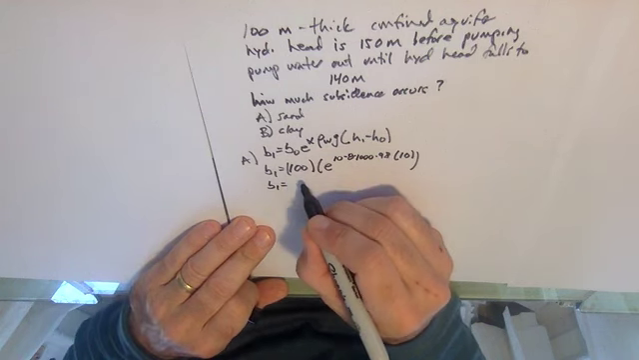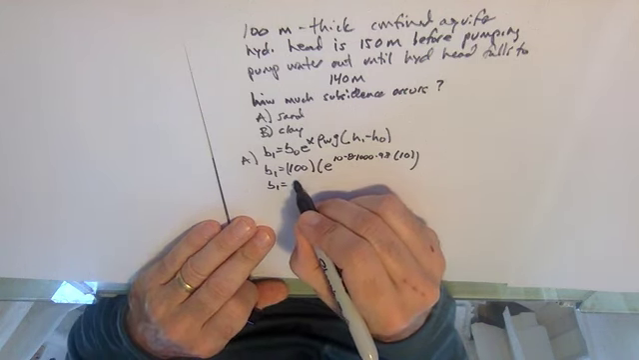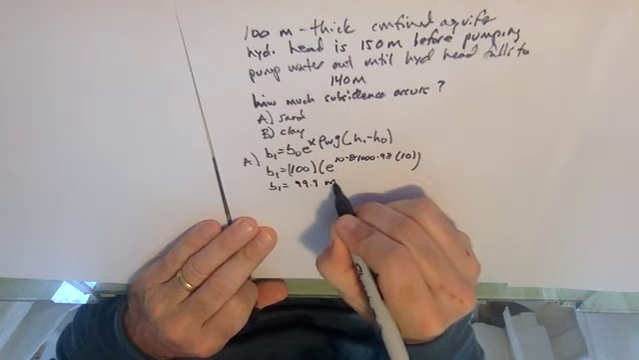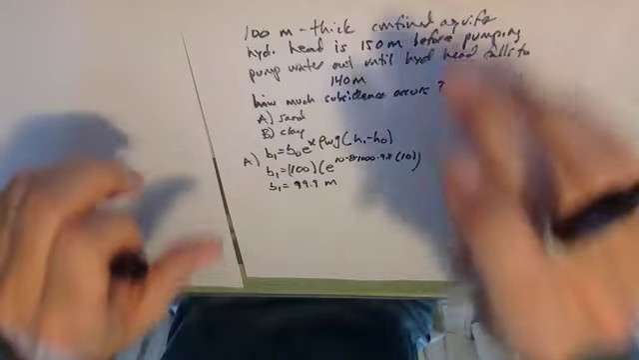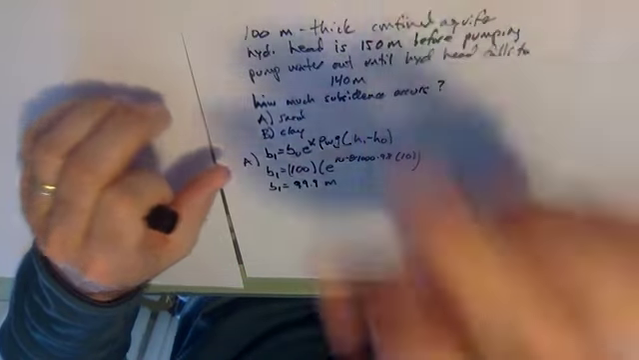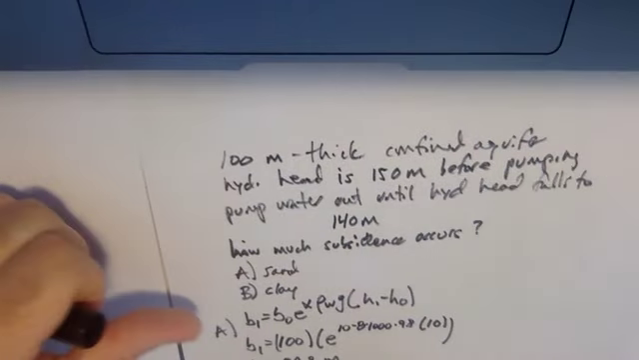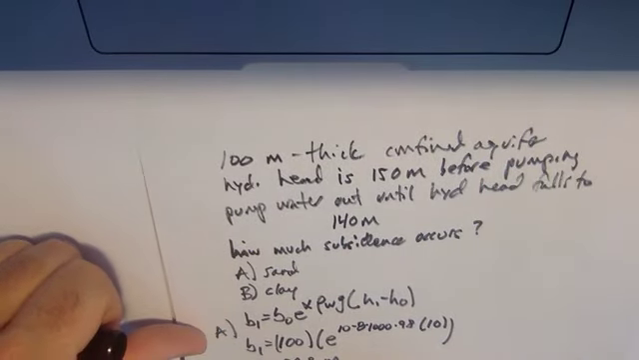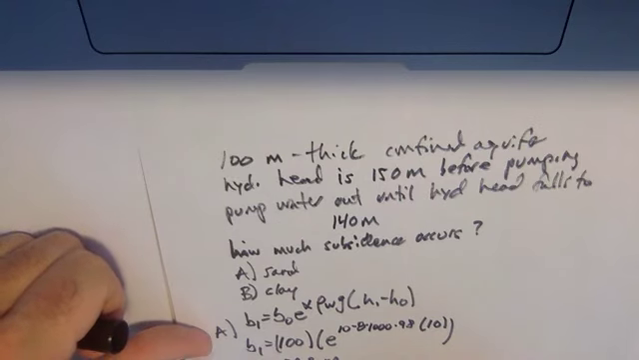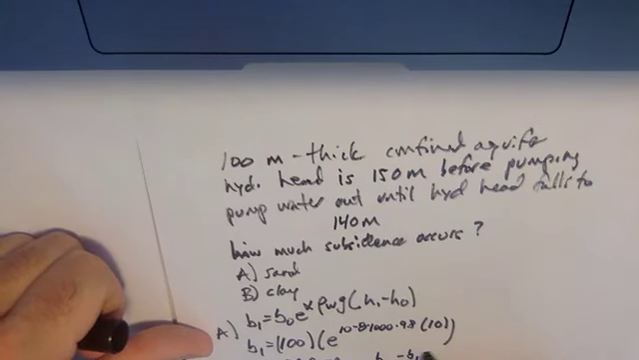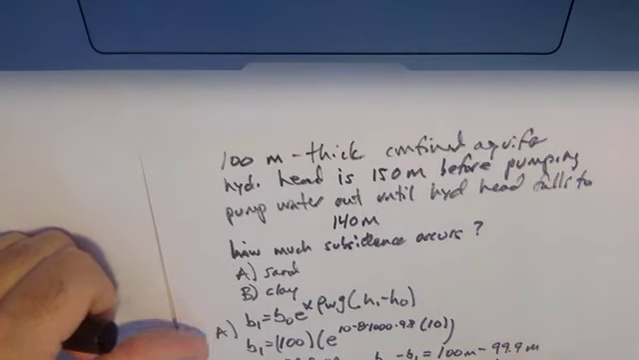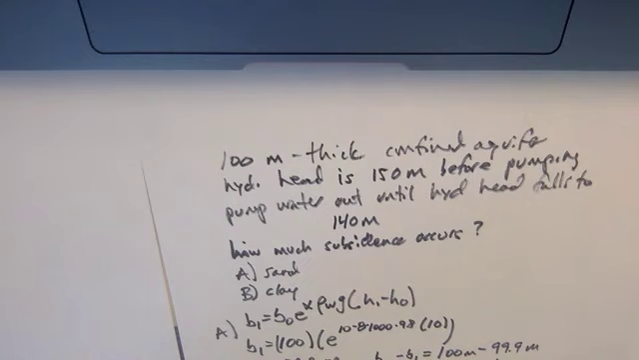at 10 to the minus 8, 99.9 meters thick. So the aquifer dropped 1/10 of a meter in thickness. B naught minus B1 is 100 meters minus 99.9 meters. So the amount of subsidence was 0.1 meters, not very much at all, right? That's 10 centimeters, which is about 4 inches. It's not trivial, but it's not a ton.